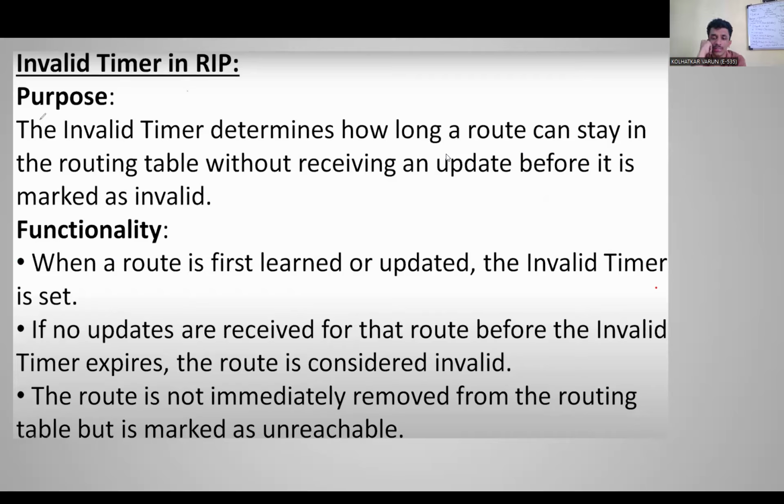Okay, so data will still be in the routing table when a route is first learned or updated. The invalid timer is set. Remember this condition: no update received from the route before the invalid timer expires. This means if the neighbor is not sending any messages to the router, it is considered invalid after 180 seconds. The next one is the hold down timer. Hold down timers, as we said, are 180 seconds.